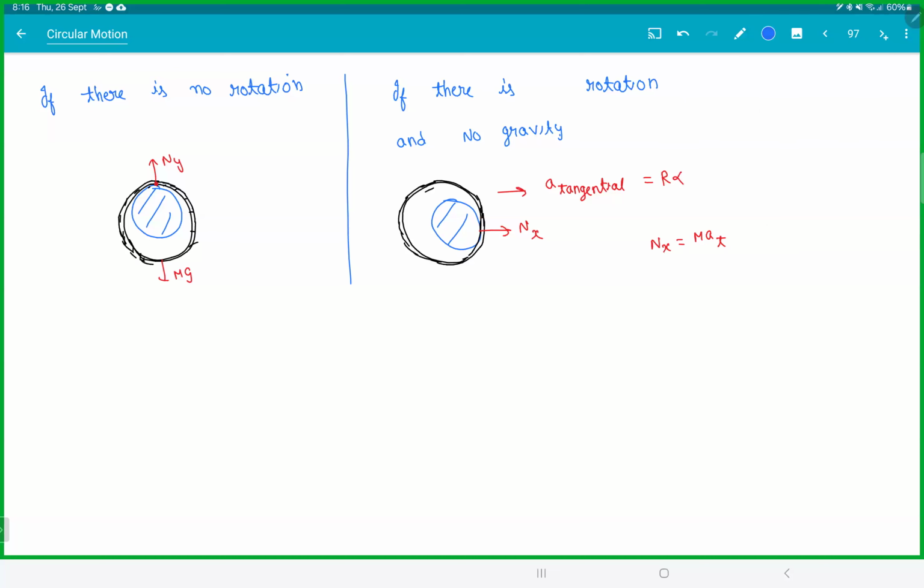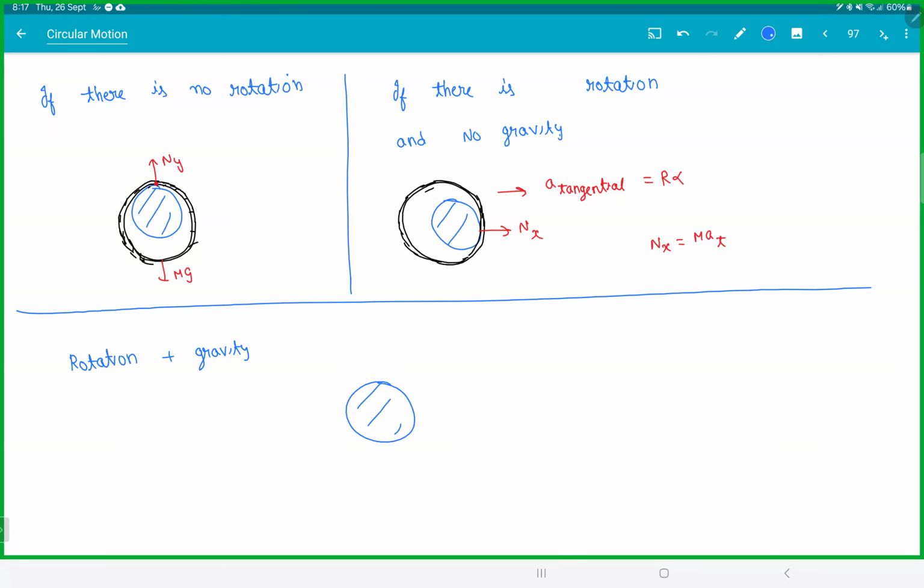Now if you have both of them, rotation plus gravity, the rod won't touch at the top, nor at the side. The rod will touch somewhere in the middle. So the ring would actually become like this.